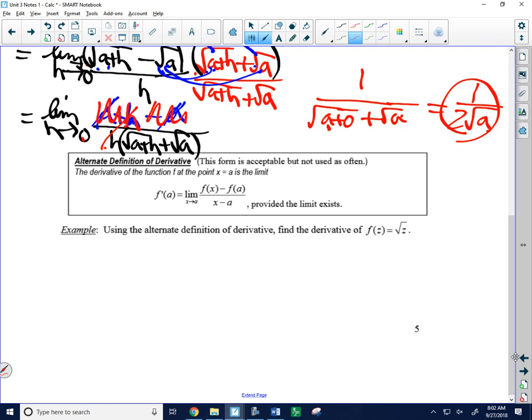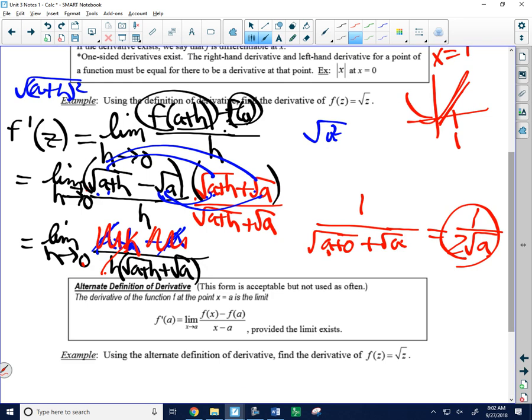The f prime of z? Yeah, you know what I'm saying? That's just the way we write it. So I could have written it all along, I just kept writing equals, though. So f prime of z just means the derivative of that function. And it's this, 1 over 2 radical a. That's the slope at any point. That kind of answer.